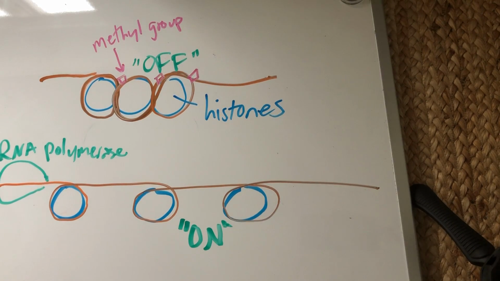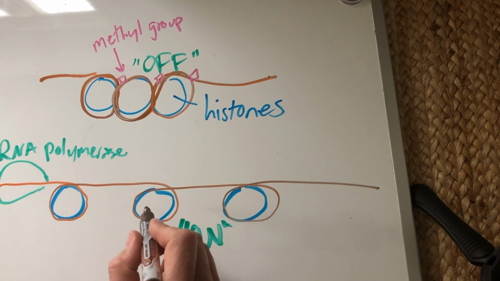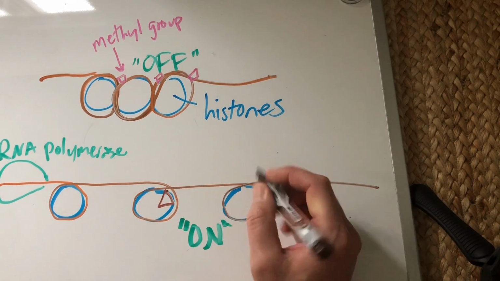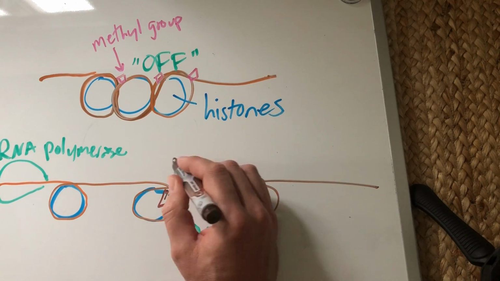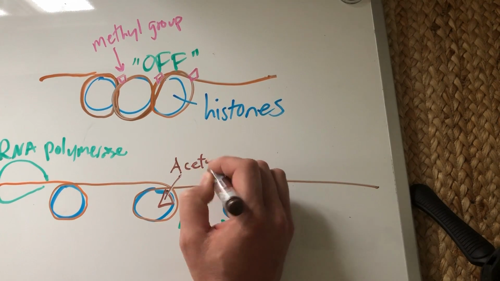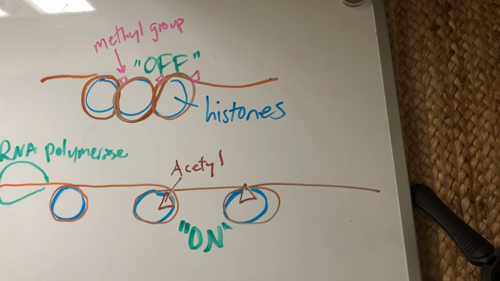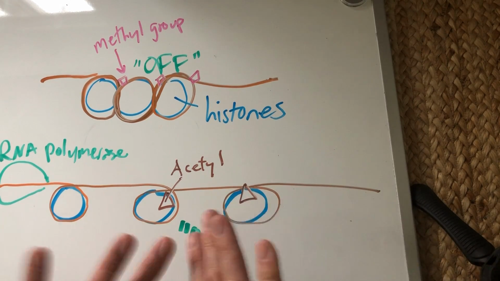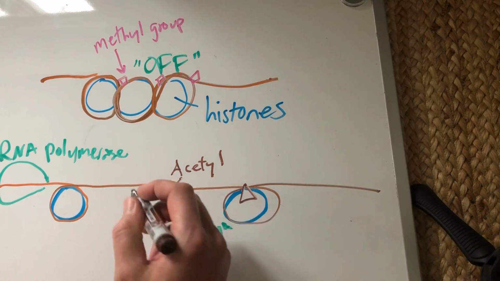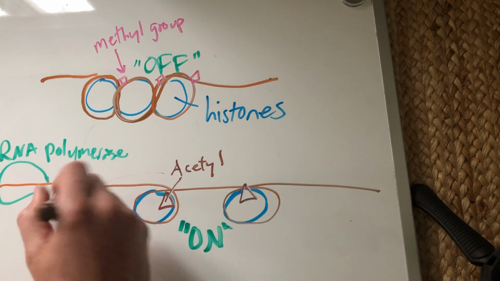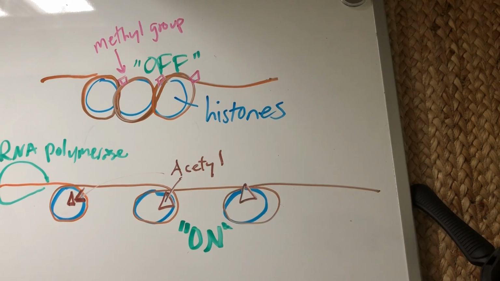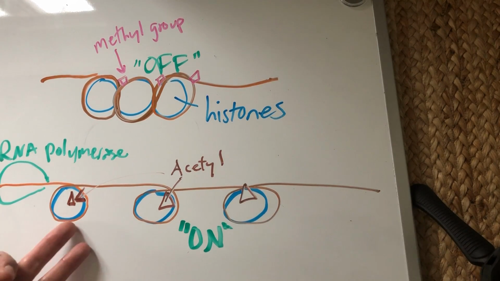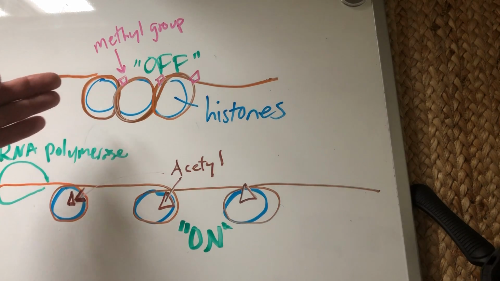Another group of small molecules which attach actually to the histones themselves are called acetyl groups. And when acetyl groups are attached, it tends to push the histones apart, almost like repelling magnets, and the gene is now open. So we have here acetylated DNA and methylated DNA.